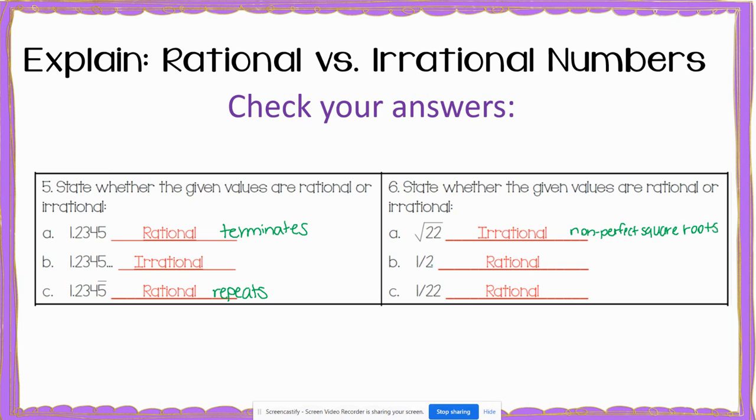B says 1/2. Well, remember, any number that can be written as a fraction is a rational number, so this is rational. C is the same thing. It is 1 over 22, which is a fraction. If a number can be written as a fraction, it is automatically considered a rational number.